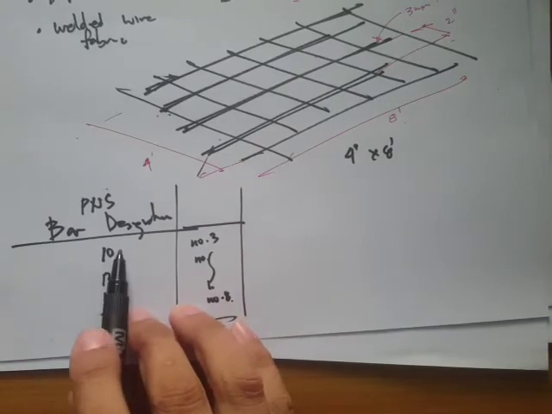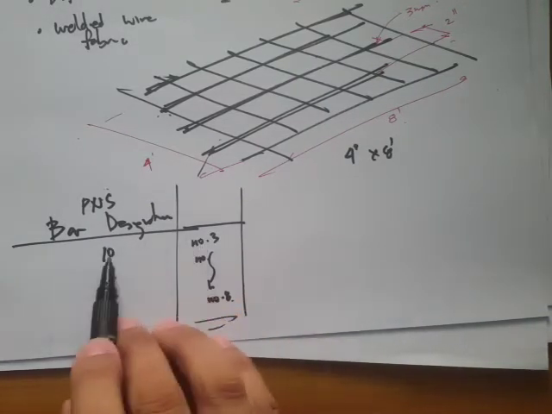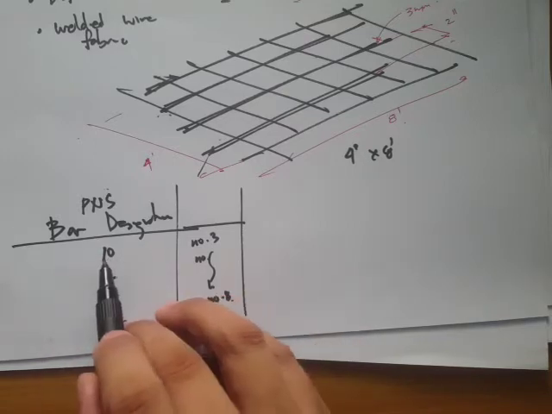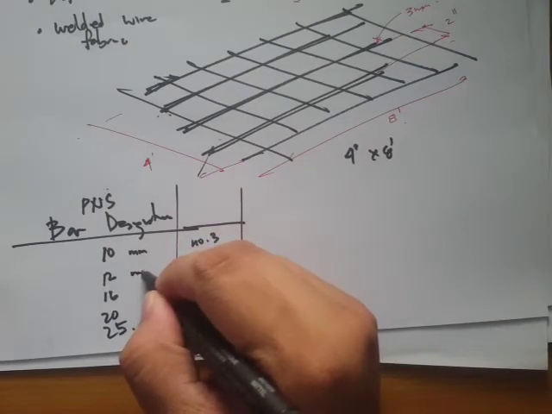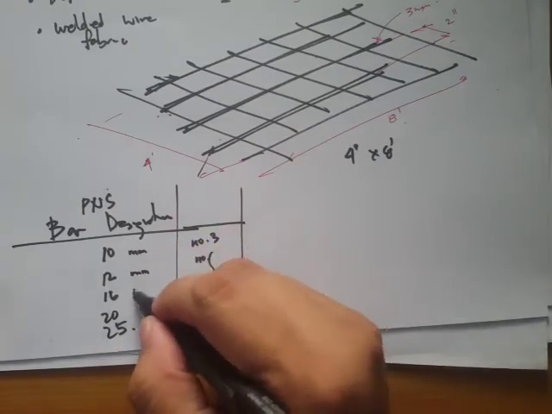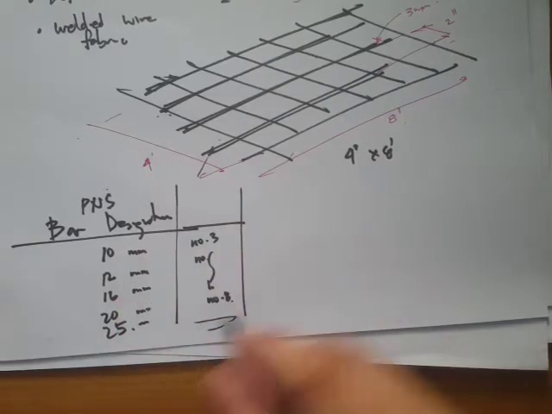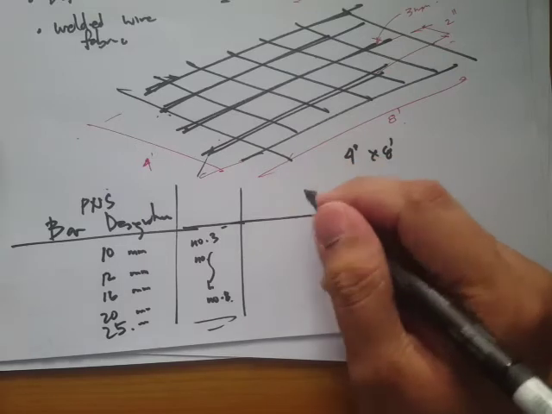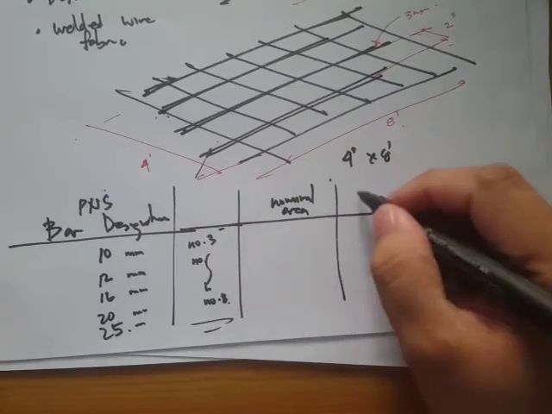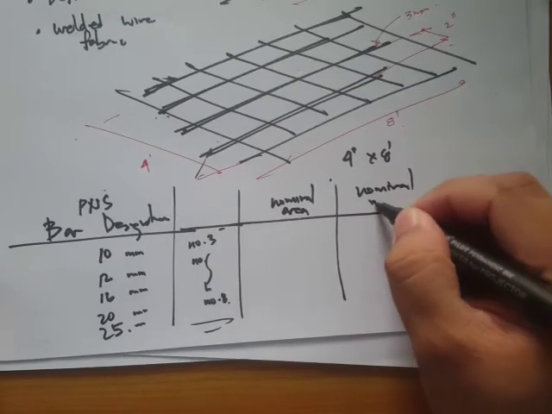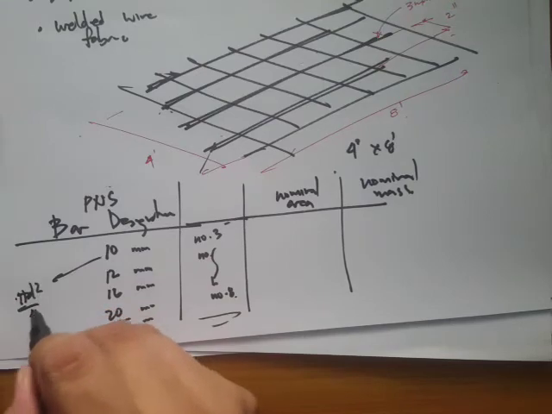But there is an equivalent bar diameter. But this one is just, at least we can visualize that it's in mm, right? So there's 10 mm, 12, 16 mm. And then there are data for the nominal area in our lecture handouts plus the nominal mass. Okay, so just basically pi d squared over 4 or something.